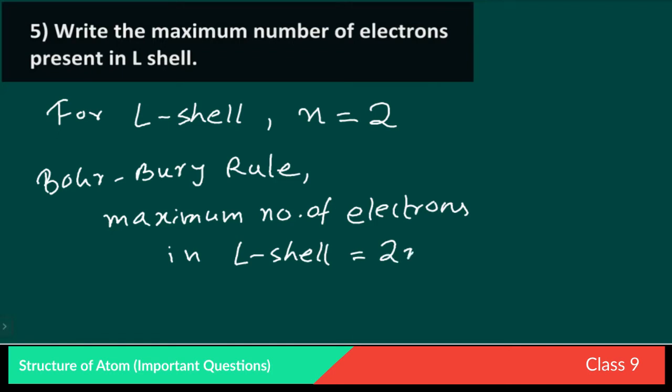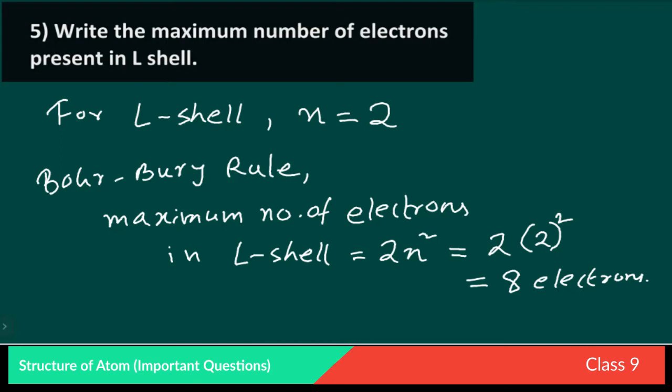It will be equal to 2n squared. And for L shell, the value of n is 2. So we will just put the value of n here: 2 into 2 squared, that means 8 electrons. So the maximum number of electrons that can be present in L shell is 8. You have to find out using Bohr-Bury rule, and it is applicable for all the shells, that is for M shell, for N shell, for K shell. You have to apply this Bohr-Bury rule.